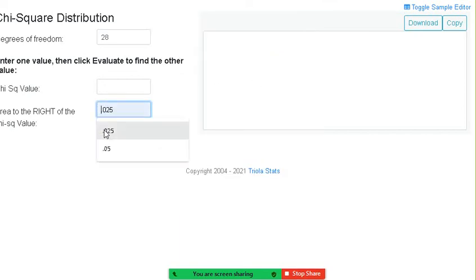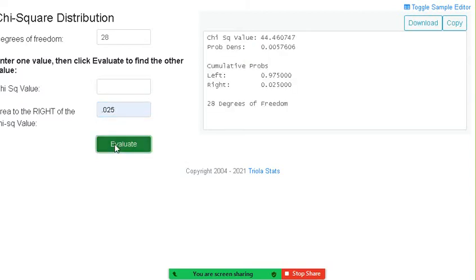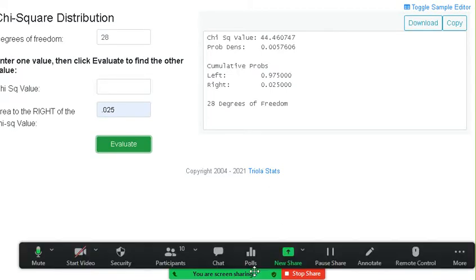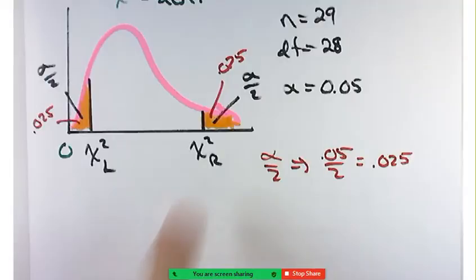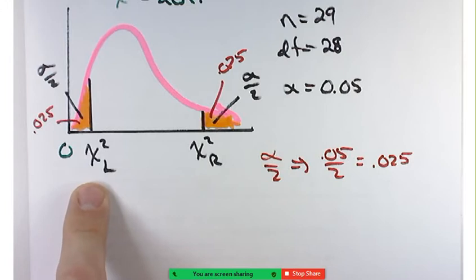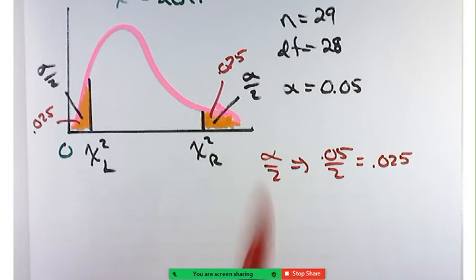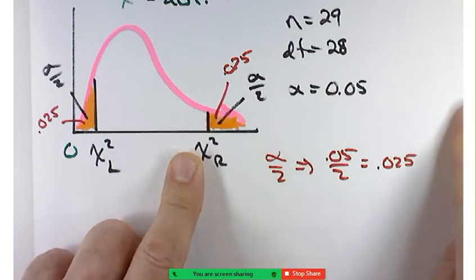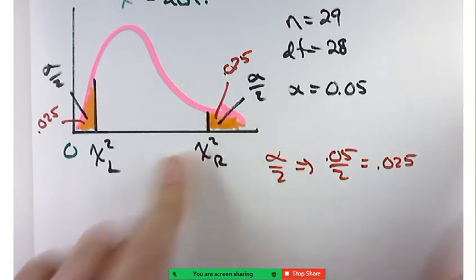So the area to the right, well, that's pretty easy. For at least one of these, that's 0.025. So I get 44.46. Now, which one is that going to be? Is that going to be chi-square sub r or chi-square sub l? Which one gets the 44.46? Yeah, chi-square sub r. Because that's the point with 2.5% of the area in the right tail.